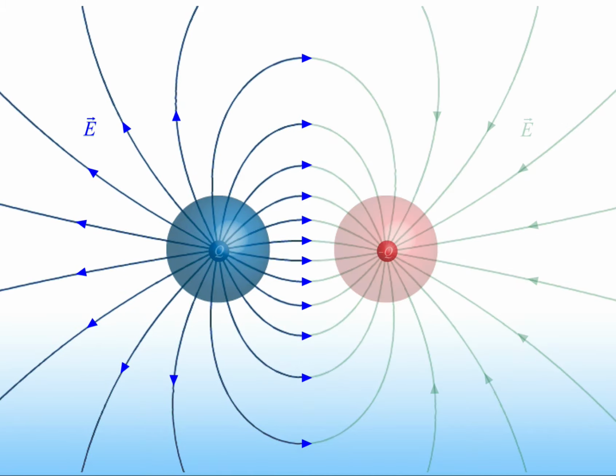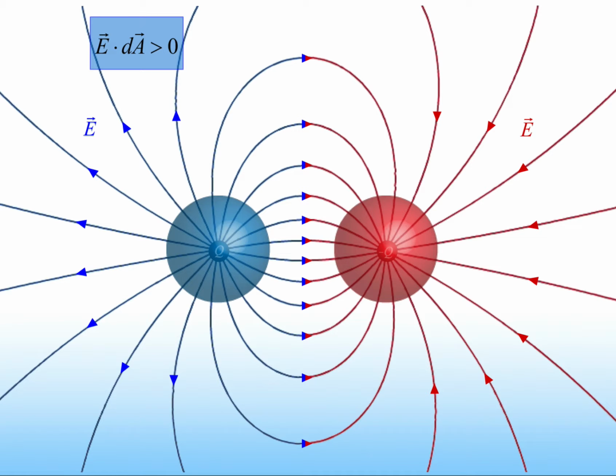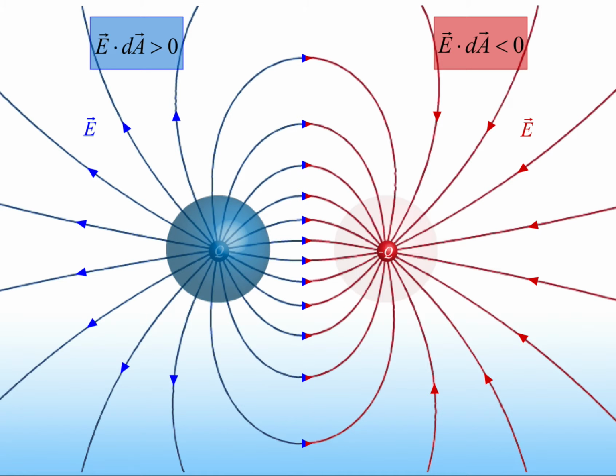Here, all of the field lines passing through the surface of the sphere on the left are leaving the sphere, the blue arrows. Consequently, the charge enclosed by the sphere on the left must be positive. E dot dA is positive everywhere. Similarly, all of the field lines passing through the surface of the sphere on the right are entering the sphere, the red arrows, indicating the flux is negative. E dot dA is negative everywhere, and therefore the charge inside the sphere must be negative.